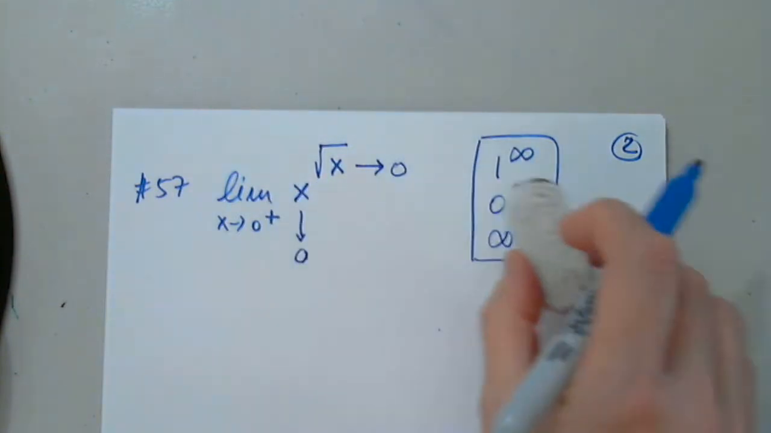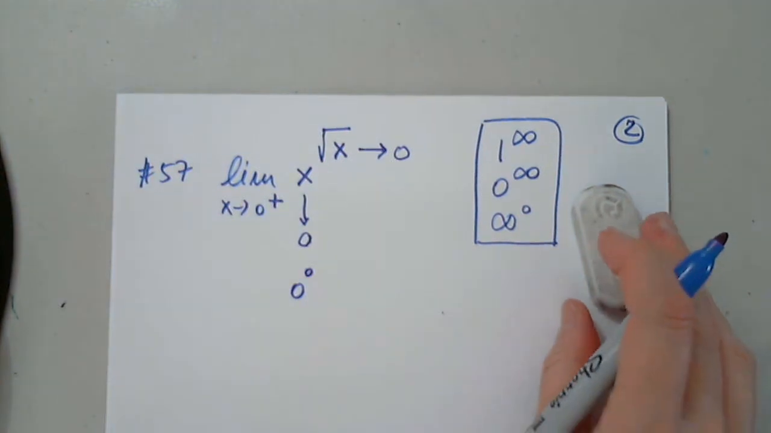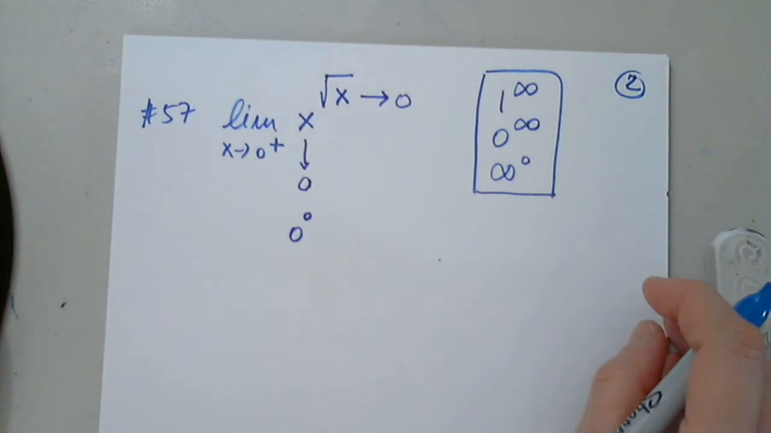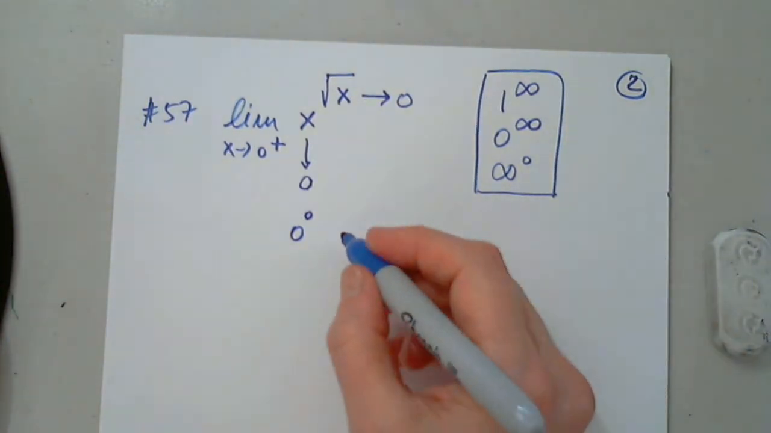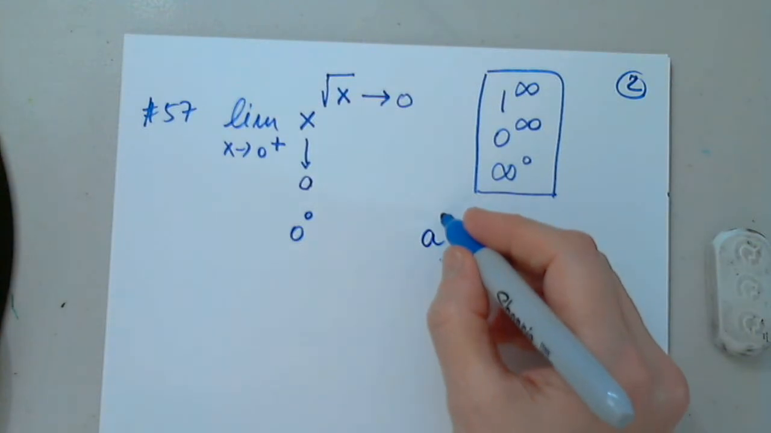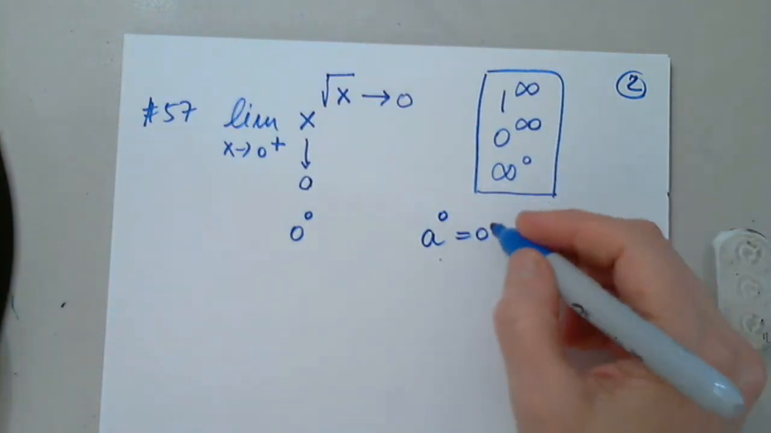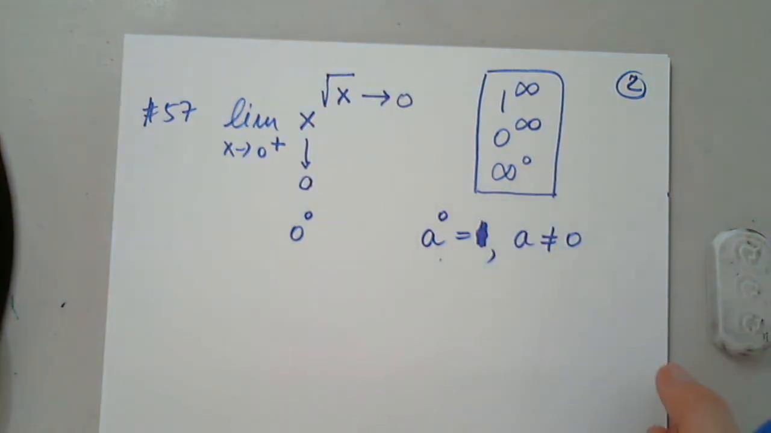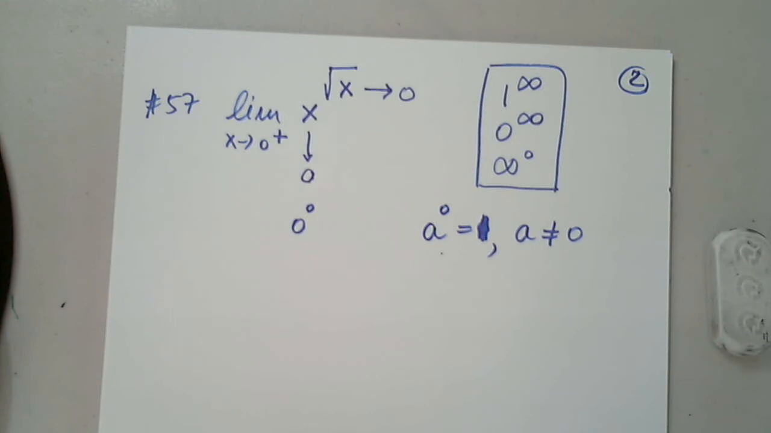Zero. Good. Okay, how much is 0 raised to 0? I'm probably stupid, but 1? Well, isn't anything raised to 0 1? a raised to 0 is 1. A raised to 0 is 1 as long as a is not 0. So any number raised to 0 is 1 as long as the base is not 0.